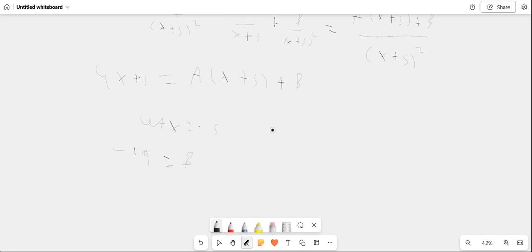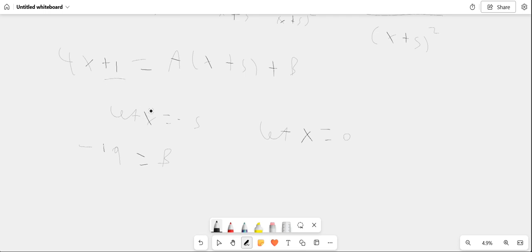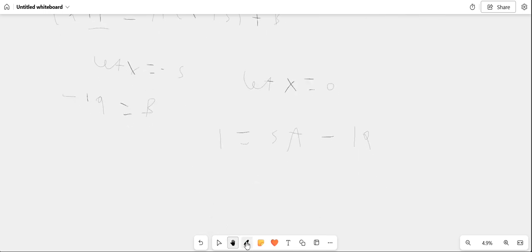And now let x equal 0, since we haven't used up 0 yet. That's just going to leave us with the constant of 1. 0 plus 5 is 5, 5 times a is 5a, and then b is minus 19, so that's minus 19 there. So bring 19 to the other side, you get 20 is equal to 5a. So therefore a is equal to 4.